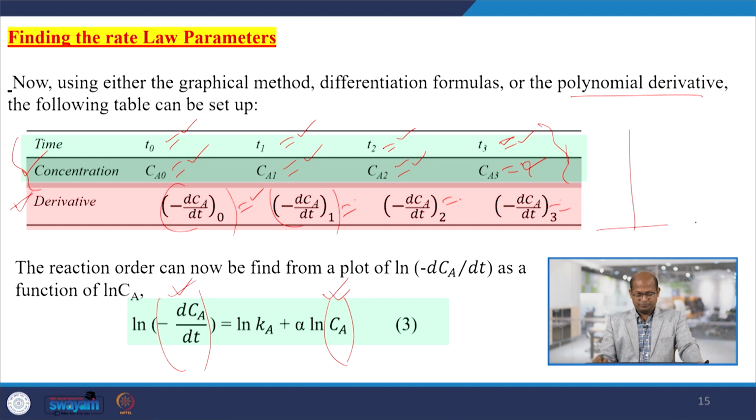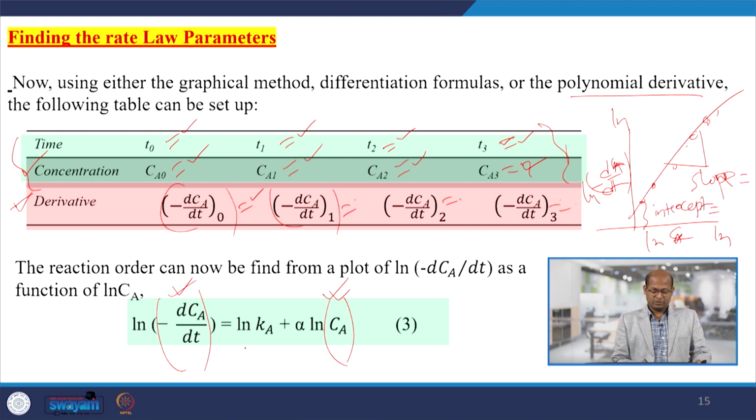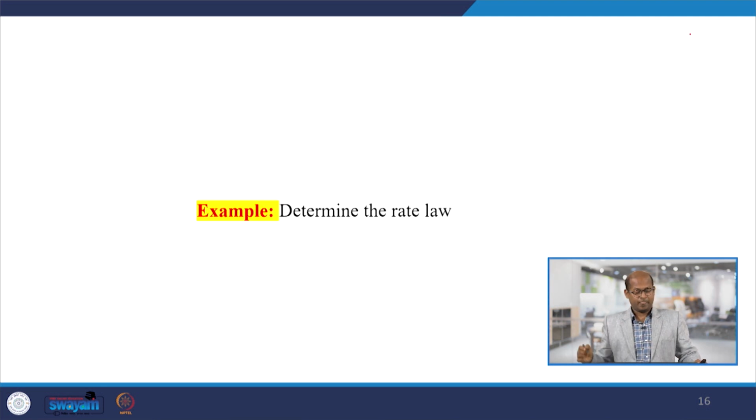If we plot them, ln of minus dCA/dt against ln of CA, many data points we can get. Then we take a straight line, and we get the corresponding slope and intercept. If the intercept is this and the slope is alpha, that way we can evaluate the alpha and Ka values. Okay.